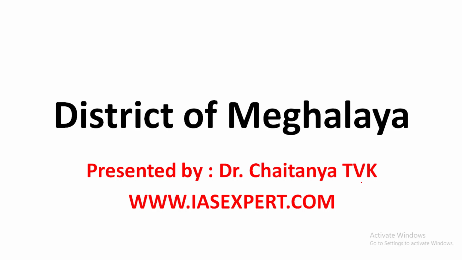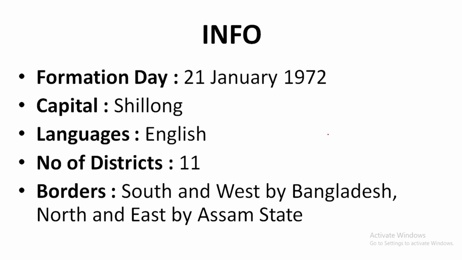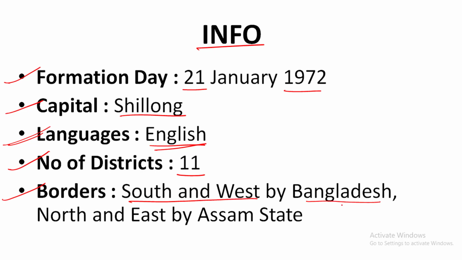In today's lecture, we will cover districts of Meghalaya. Basic info of Meghalaya. The formation day of Meghalaya is 21st January 1972 and the capital is Shillong and the official language is English and number of districts 11. And the borders south and west by Bangladesh and north and east by Indian state of Assam.